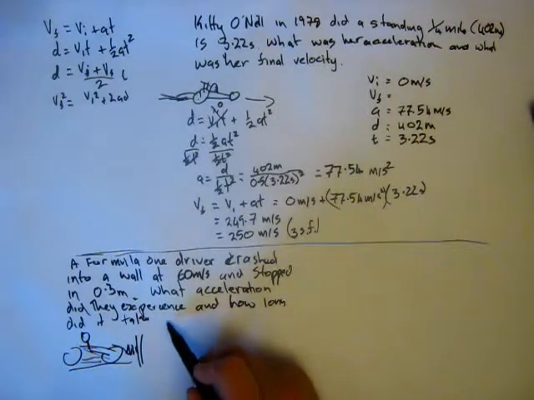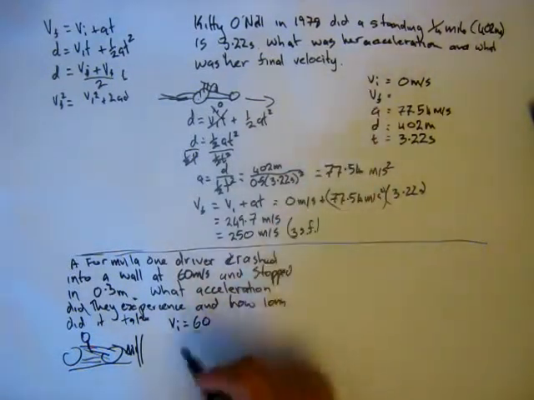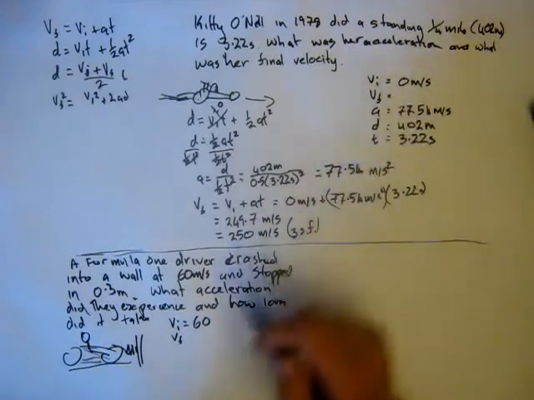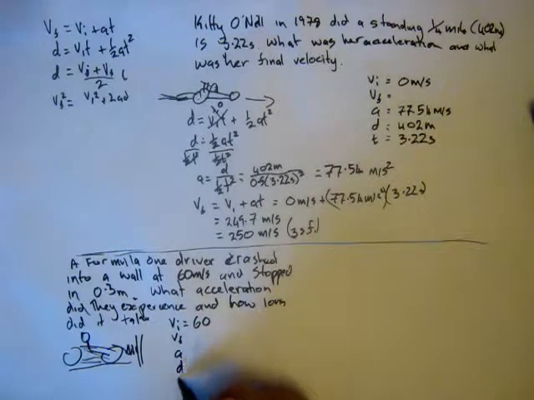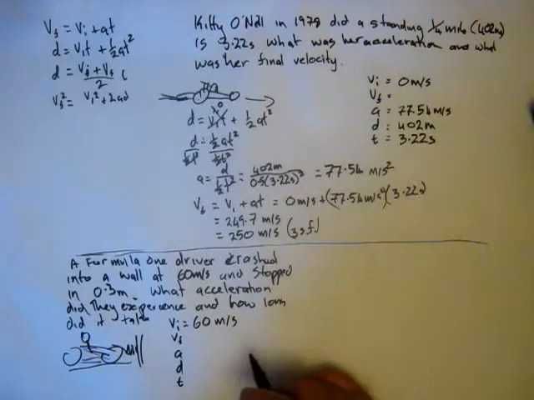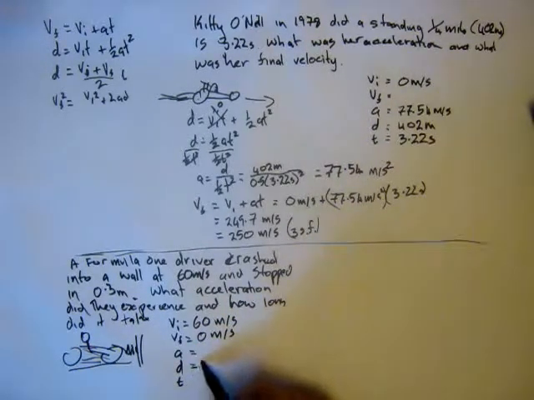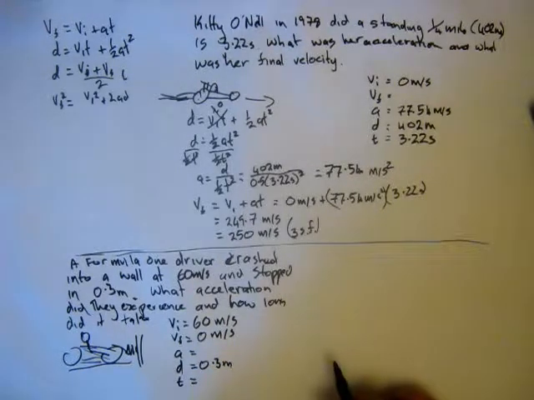What do we know? Vi, Vf, a, d, t. We know Vi equals 60 meters per second. Vf equals 0 meters per second. a equals, well, that's what we want to find out. d equals 0.3 meters. t, again, that's what we want to find out.